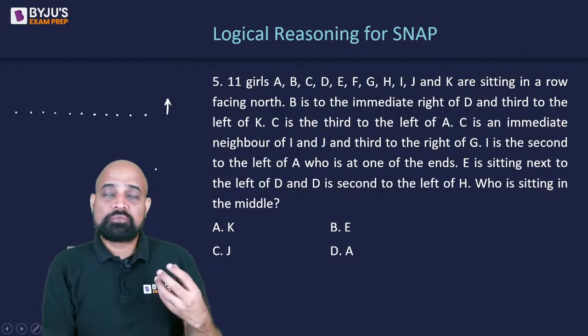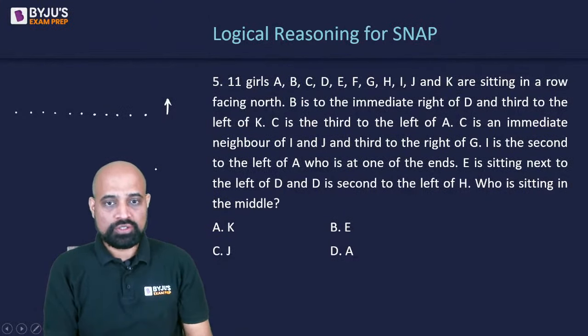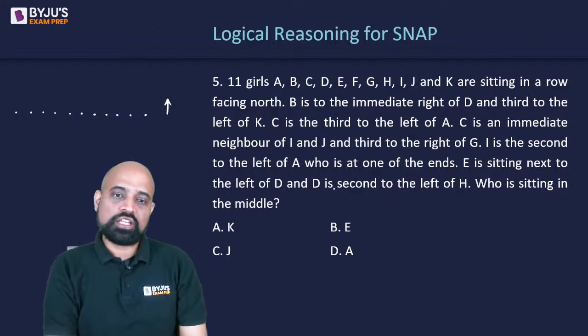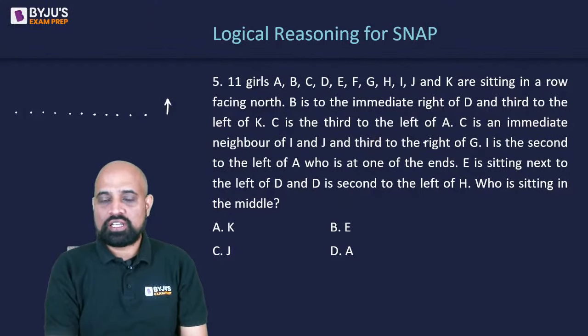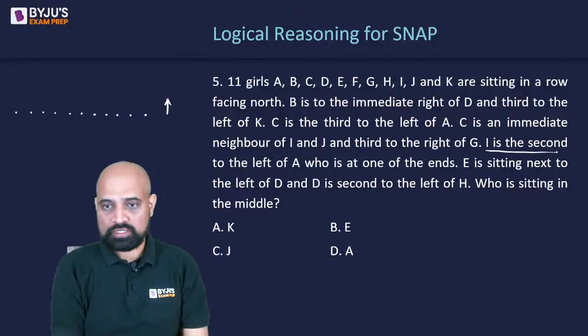We will start from that particular person whose position we are going to be sure about, right? B is to the immediate right of D and third to the left of K. No idea where they are. C is third to the left of A. No idea. C is an immediate neighbor of I and J and third to the right of G. No idea. I second to the left of A, who is at one of the ends. We can start from this.